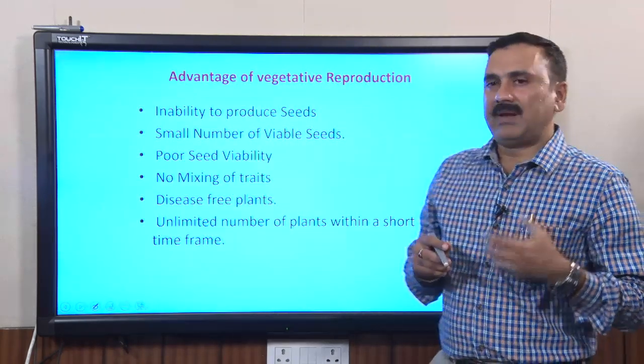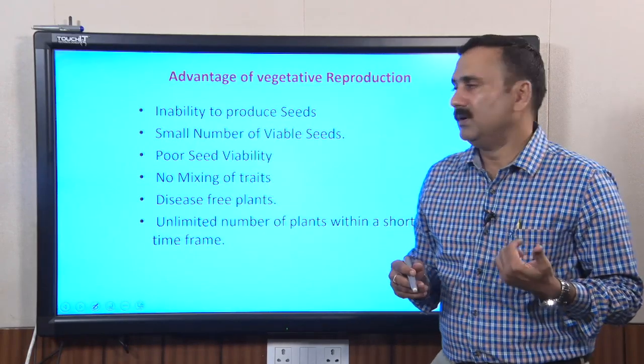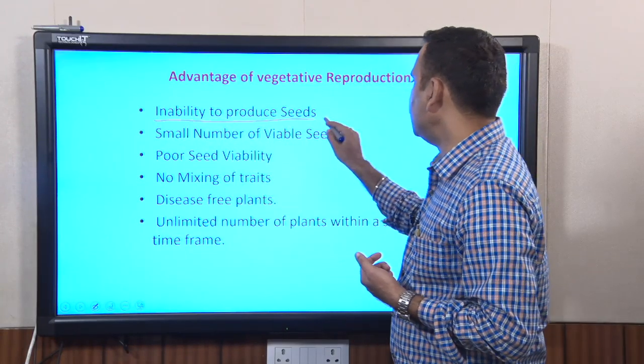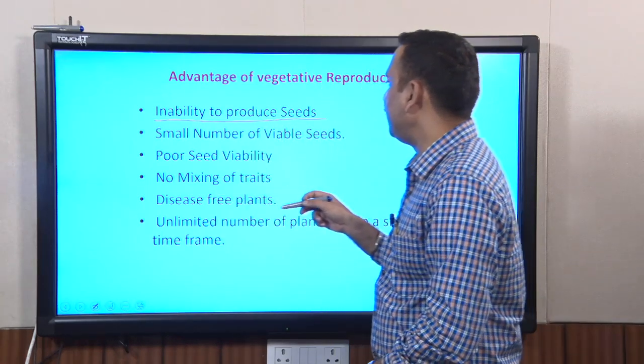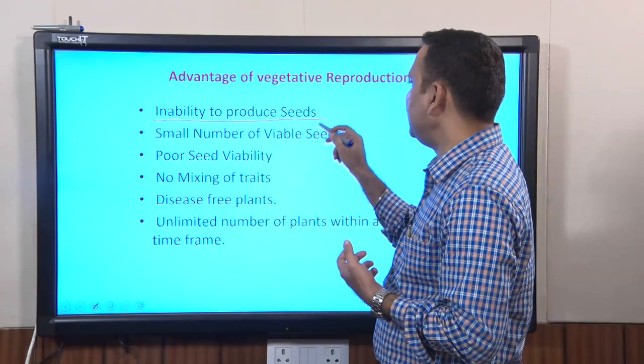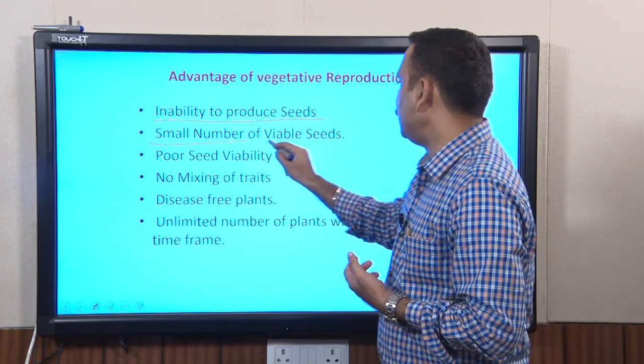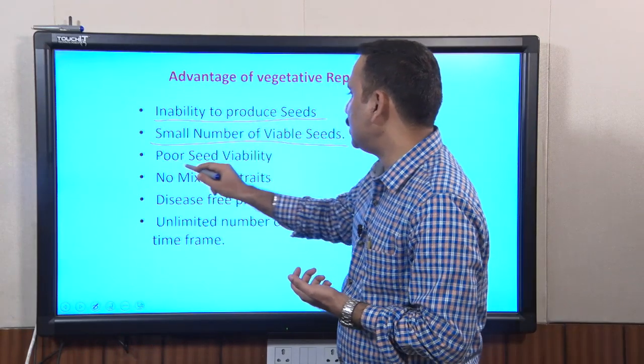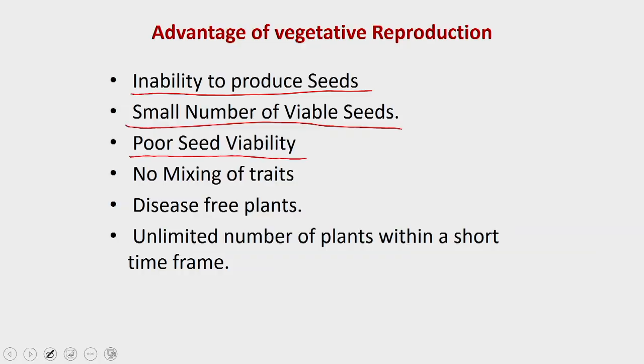Why are we doing this plant tissue culture? Because we are doing it for plants which are unable to produce seeds, or if they are producing a small number of viable seeds, or sometimes they are producing seeds, but the seeds are very poorly viable, or you don't want the mixing of traits, which means you want pure cell lines or pure lines, which means you don't want a mixing of the genetic material.